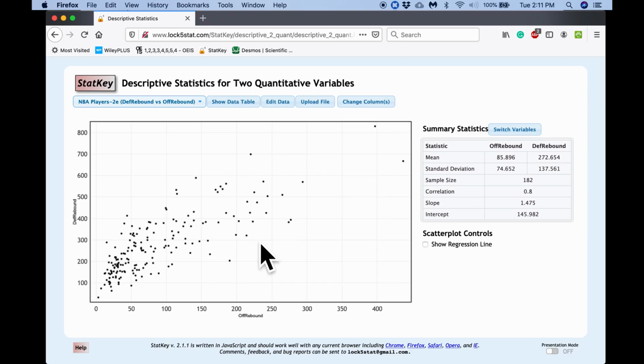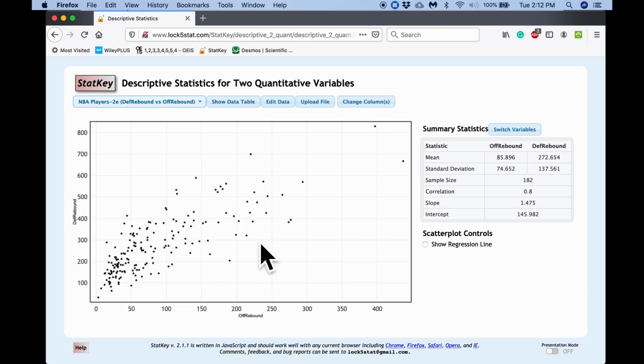Now what we're going to try to do is fit this data with a straight line. You can see that the data does not fit on a straight line naturally, so we're going to do the best we can to draw a line through this data. And then we're going to use that line as a simple predictive model that says, if I know the number of offensive rebounds, I can plug into the equation of this line and make a decent prediction for the number of defensive rebounds. Now, that's the goal.